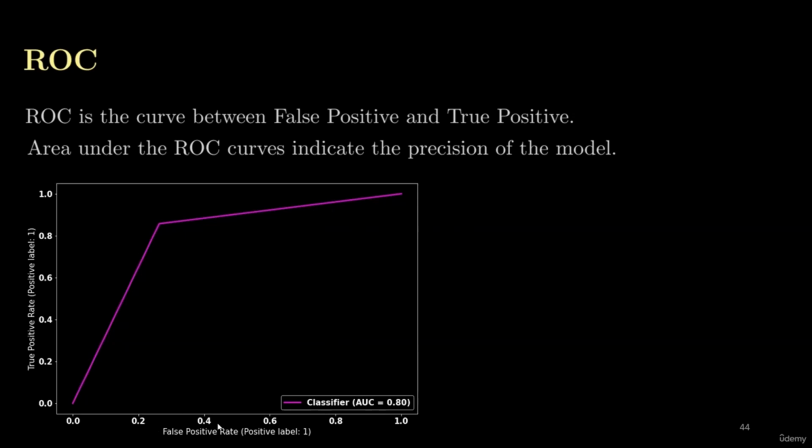On the x-axis, we can see that we have a false positive rate, and on the y-axis, we have a true positive rate. So it is the curve between the false positive and true positive, and the area under this curve indicates the precision of the model.